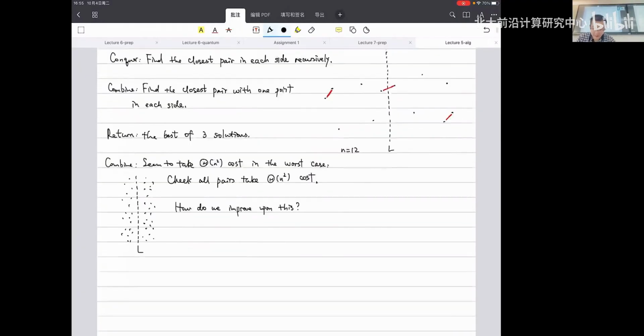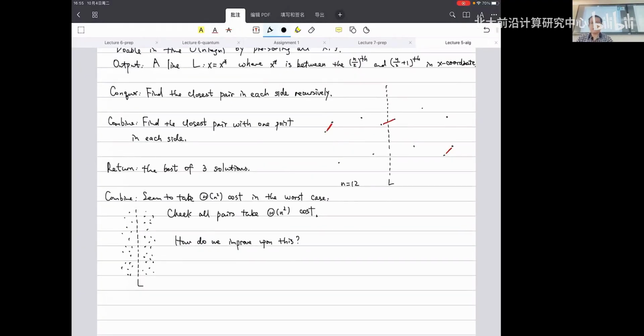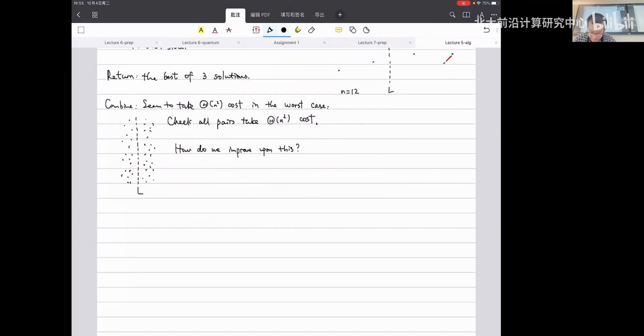So recall here, if you only look at the merge, this is probably not helpful enough. For instance, in merge sort and also the counting inversion problem, we really utilize the structure of the left-hand side and the right-hand side. Due to the recursive call, we actually know the closest pair in the left and in the right respectively. So this is something we want to utilize, and hopefully this minimum value in the left-hand side and right-hand side can provide us some information.